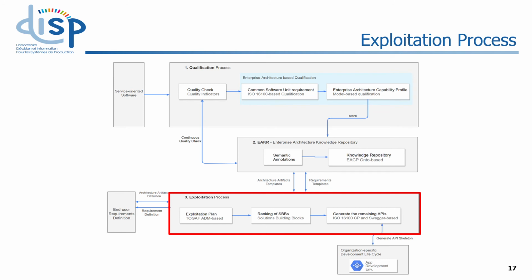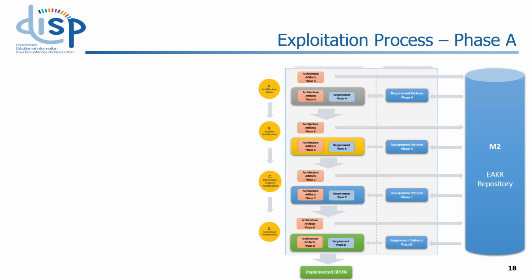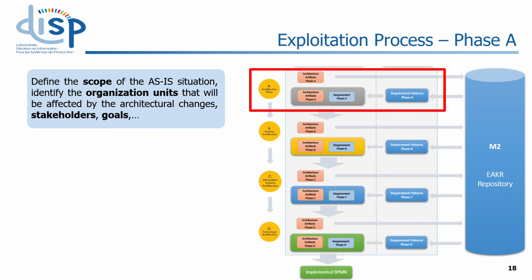Finally, regarding the exploitation process, so how we are going to exploit all those artifacts to produce ready-to-use applications. We have proposed this exploitation process, which is composed of 4 phases. The first one is phase A, where we define the scope of the as-is situation, identify the organization units that will be affected by the architectural changes, identify the stakeholders, define the different goals and objectives, and so on.